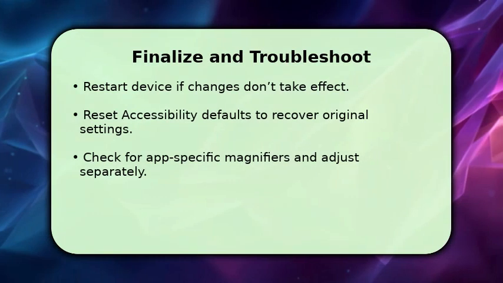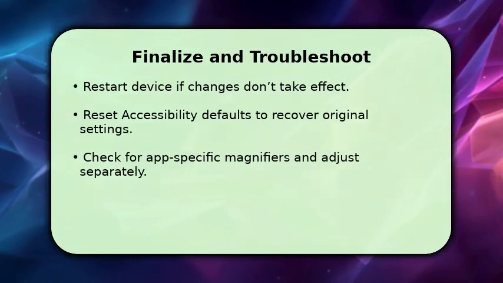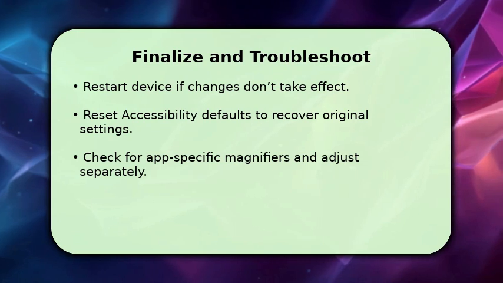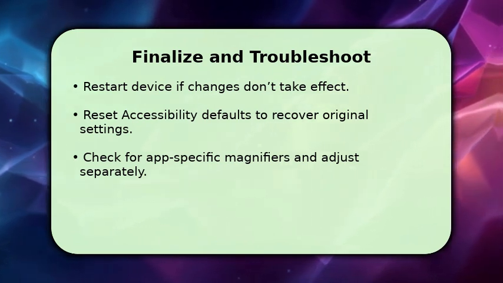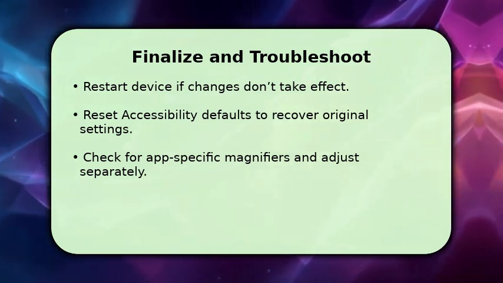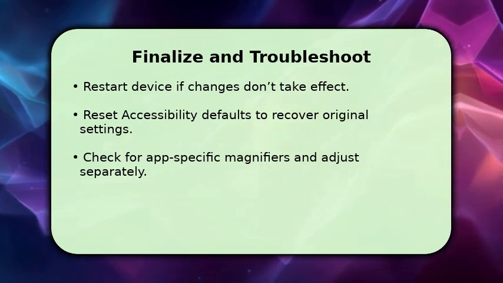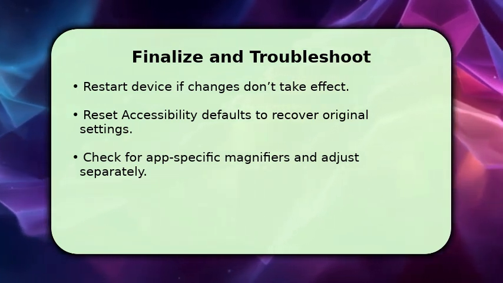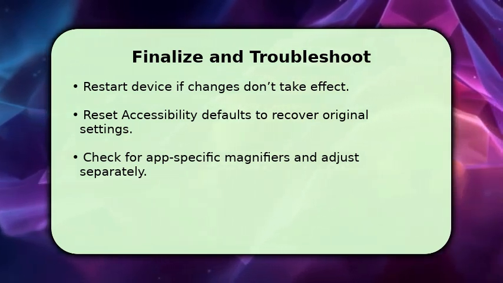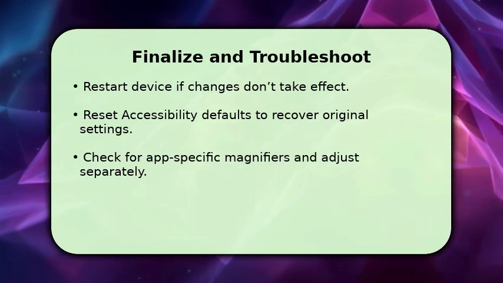Finish by confirming your choice and testing across apps. Some programs have their own magnifiers. If the change didn't take effect, restart the device to force the new settings to load. If something broke, reset accessibility defaults to recover original behavior, and then reapply your preferred size more conservatively.